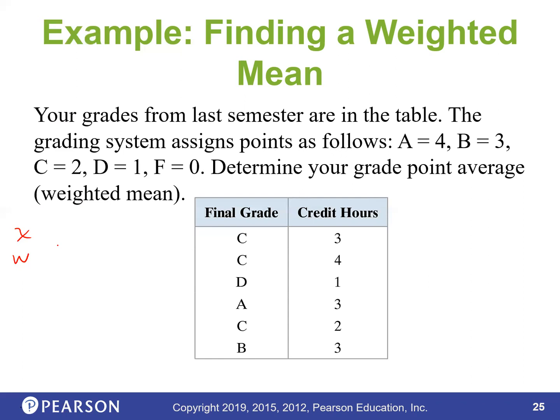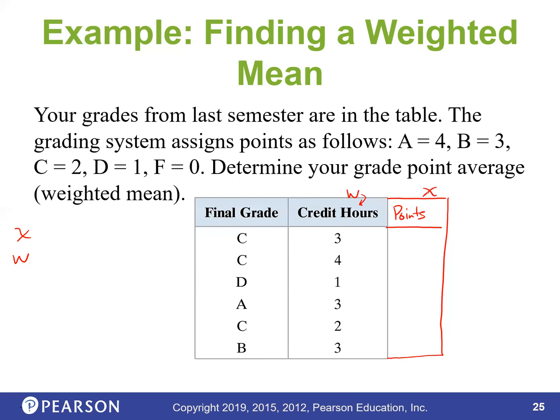So do we have W's here? Do we have the weight? How much something is worth? Yes. Okay. So real quick here, you're going to put W right over here. The credit hours are the weight of each one, right? The first C has a weight of 3, 3 units. The second C has a weight of 4 units. So let's put in the X column over here. What would be the X column? I'm going to just say points. Points per grade, that would be their X.